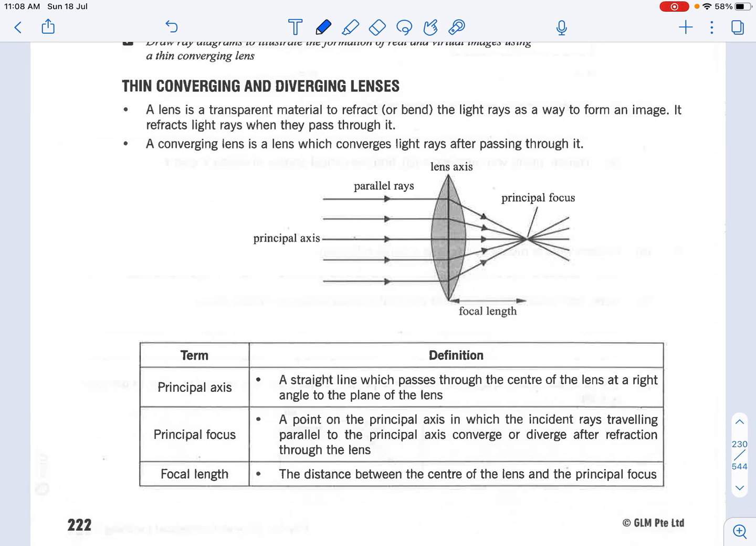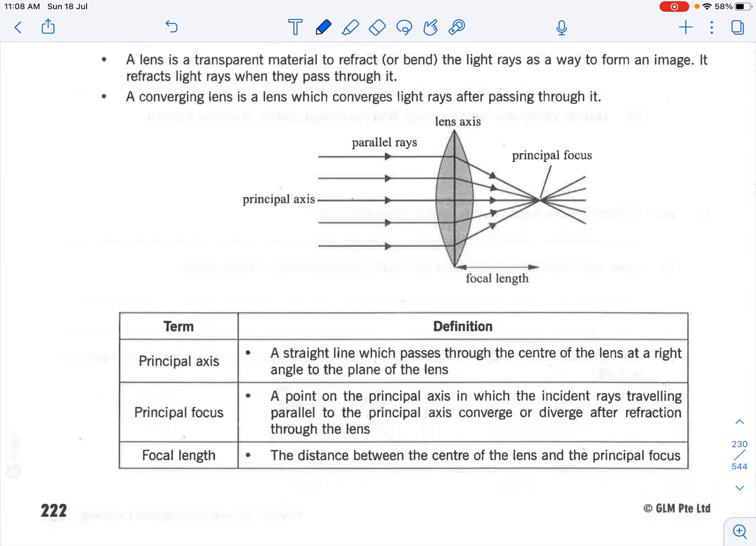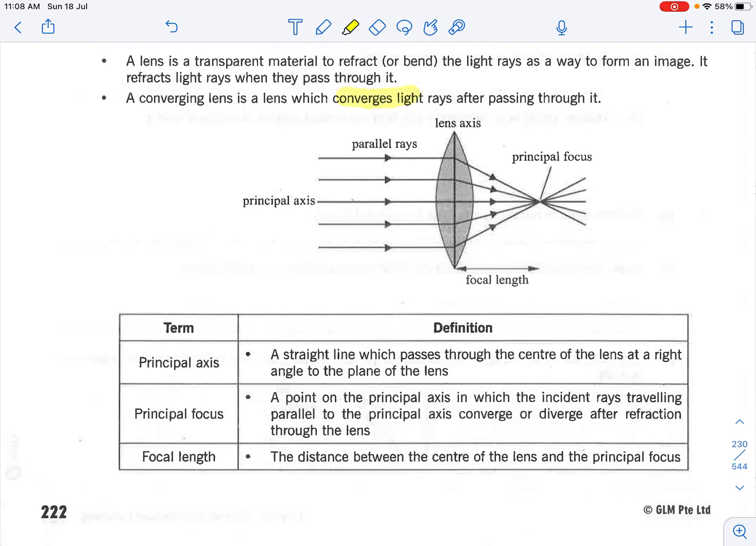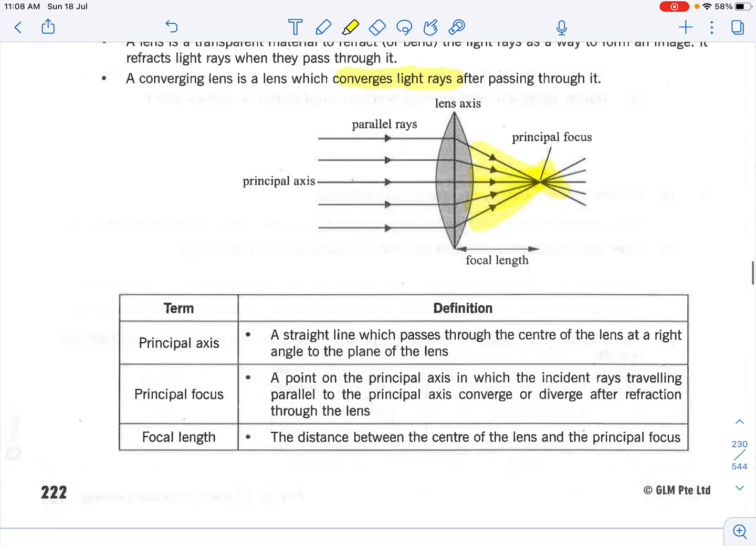So a lens is generally a transparent material that is able to bend or refract light rays to form an image. And this is based on the refracted light rays when they pass through it. So a converging lens is one that converges the light rays after passing through it, meaning they will all move into the same principal focal point.